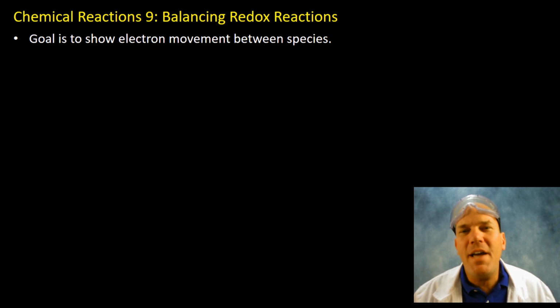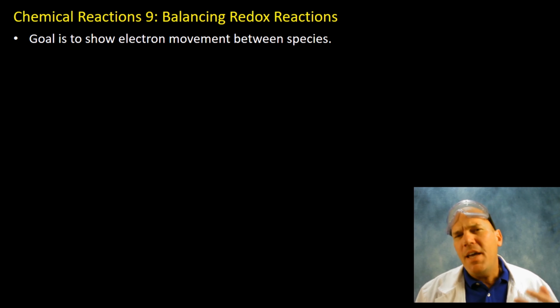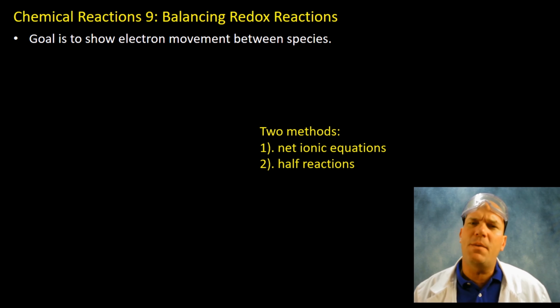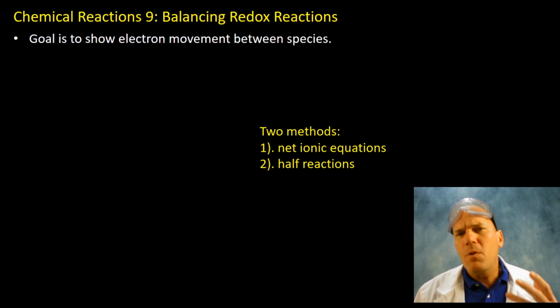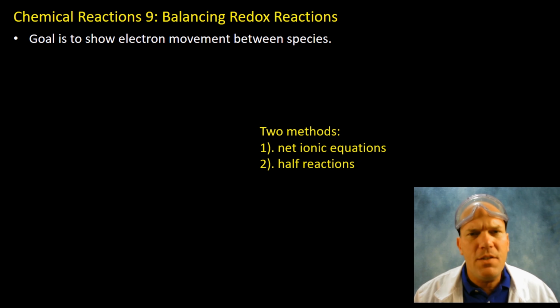This is Chemical Reactions 9, which is about balancing redox reactions. And the overall goal of balancing redox reactions is to show the movement of electrons. We're going to use two different methods to balance redox reactions. We're going to use the net ionic equations method and the half reactions method.